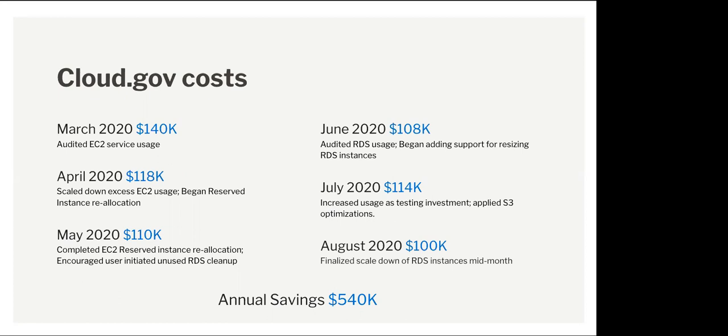So what that really meant is, we're outlining our monthly infrastructure costs here for the entire cloud.gov infrastructure for the services we support. And as a result of these optimizations, we've realized $540,000 in annual savings that gets passed on to the federal government community as a result.